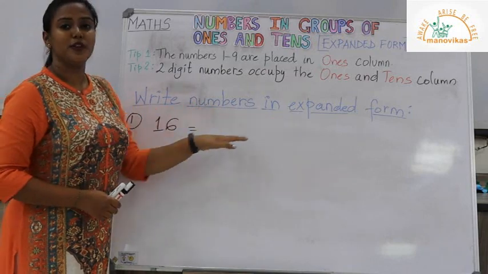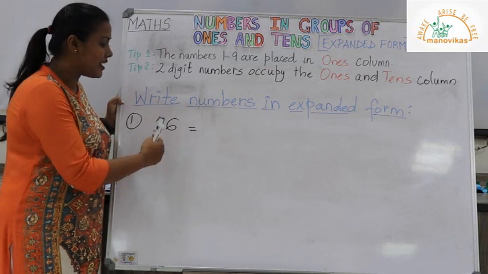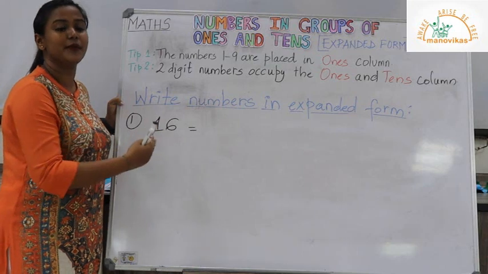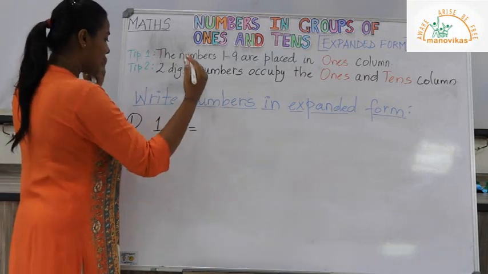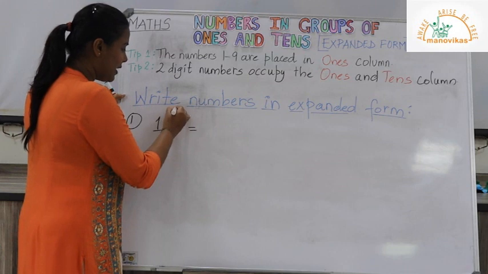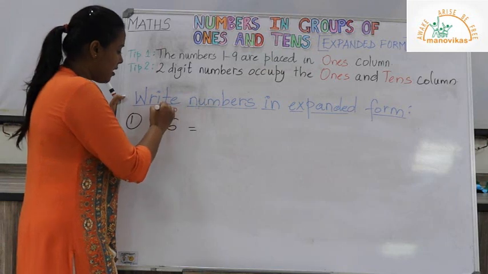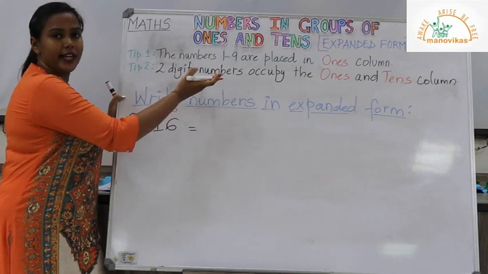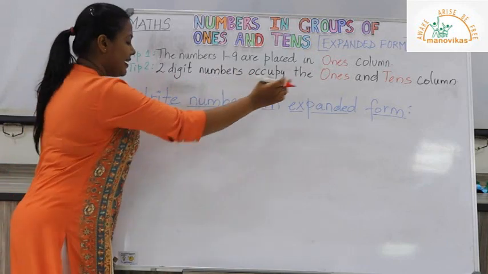Here we have a question. Write numbers in the expanded form. First number we have is 16. And how do you write this number in expanded form? To write a number in expanded form, you should know how to write the place values. And how do we write the place value? We start from the right hand side. So the first number that we have, we place it in the ones place, and then we move on to the next number that will be placed in the tens place.